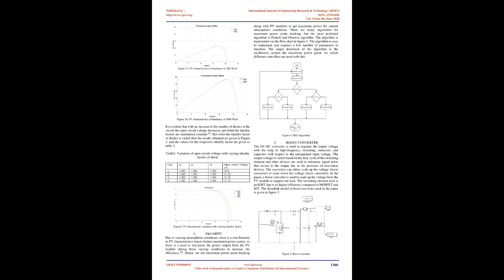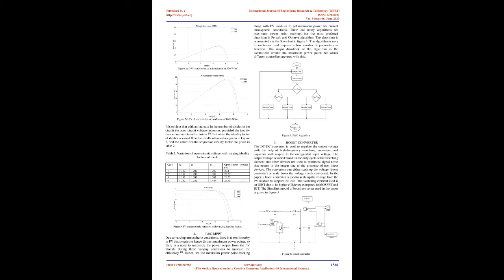But when the ideality factor of the diodes is varied, then the results obtained are given in Figure 3, and the values for the respective ideality factors are given in Table 2. Figure 3, I-V characteristic variation with varying ideality factor.